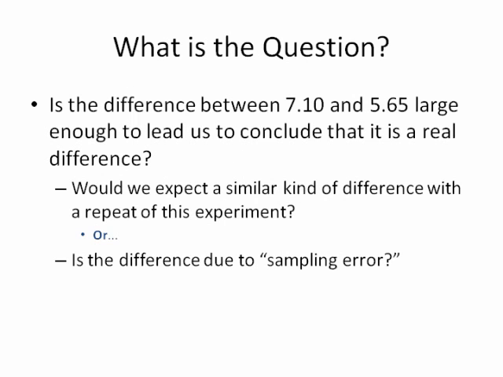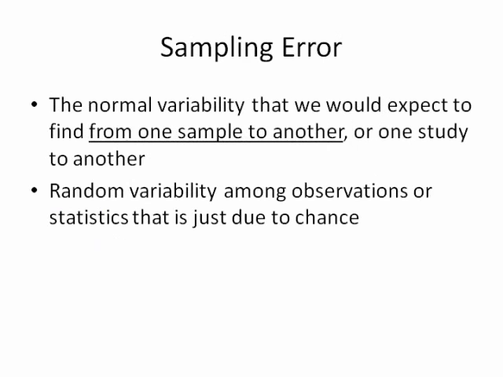So what's the true question here? What's the statistical question? Is the difference between 7.10 and 5.65 large enough to lead us to conclude that it is a real difference, that it is not likely to have occurred by chance? Another way to ask this is, would we expect a similar kind of difference with a repeat of this experiment? Or is the difference due to sampling error?